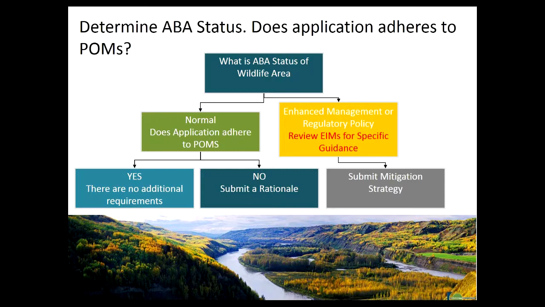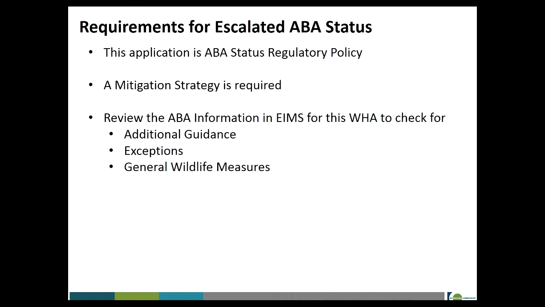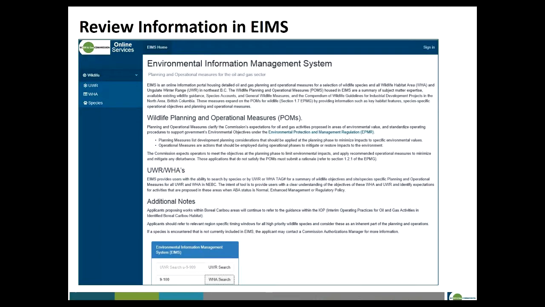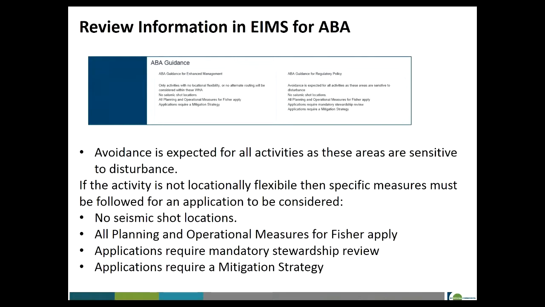So you need to review EIMS for specific guidance for this WHA. And based on that guidance in EIMS and other information, submit your mitigation strategy. Again, we say this application is ABA status, regulatory policy, so that means a mitigation strategy is required. But there's also some additional information in EIMS about exactly what is required for this Fisher WHA. And here it is. Avoidance is expected for all activities as these areas are sensitive to disturbance.